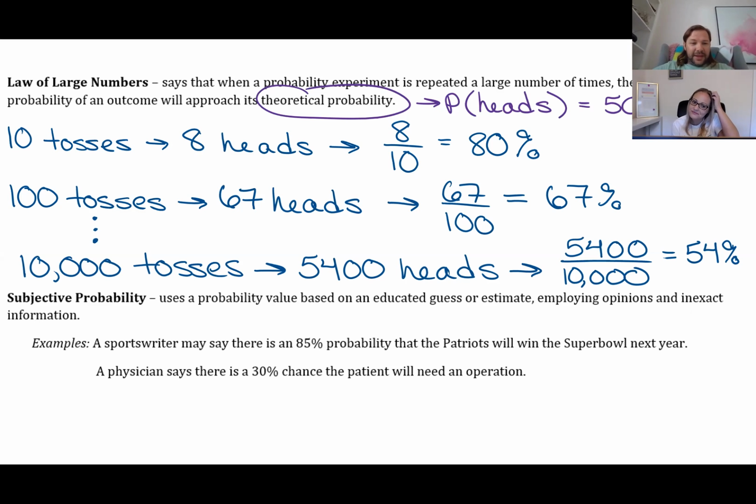Okay, so then subjective probability. Subjective probability uses probability values based on an educated guess or estimate, employing opinions and inexact information. I think a good example of this is when people say, well, we have a 50% chance of rain tomorrow in Fort Myers, Florida, because it's July and it basically rains almost half the time. Or maybe they know that under these situations, typically half the state is covered with clouds at that given time, so it's probably going to rain on you.